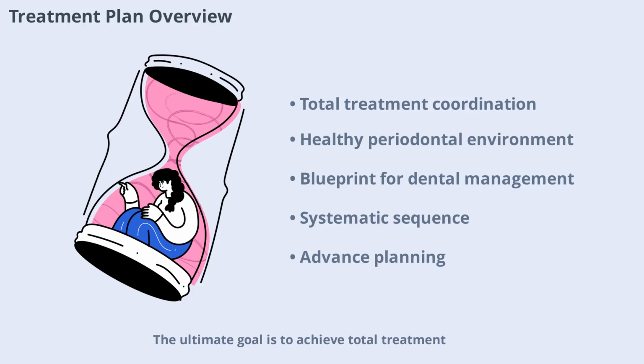The ultimate goal is to achieve total treatment, which means coordinating all procedures to create a well-functioning dentition within a healthy periodontal environment. A treatment plan acts as the blueprint for managing each case, ensuring periodontal health is established and maintained. Every step is carefully sequenced and planned in advance, so nothing is left to chance.